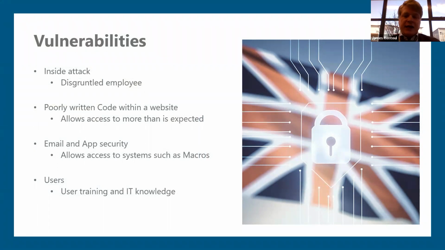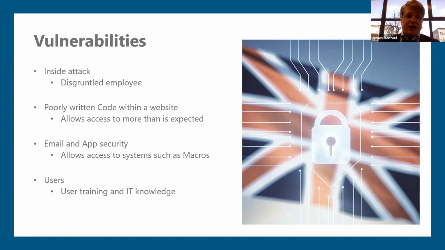So insider attack. Insider attack's an interesting one. It doesn't need to be a disgruntled employee, obviously, but it more than likely is. It can range from them accessing data, stealing that data, whether that be data around your HR, your customers, or indeed just your intellectual property. Poorly written code allows access to more than is expected, and we covered this on Thursday when we were talking about First American and our case study there, where there was a bit of poorly written code.